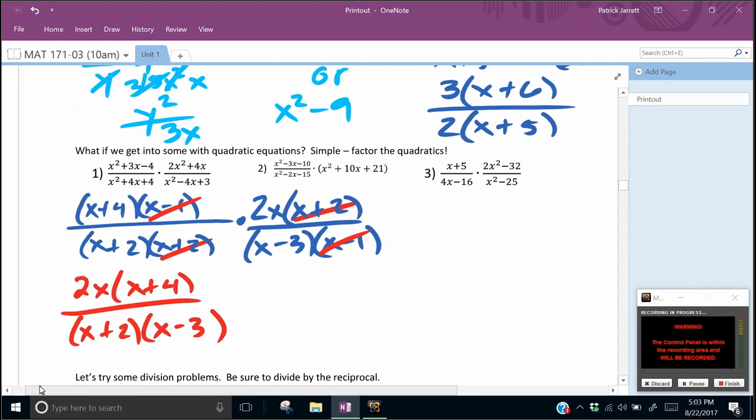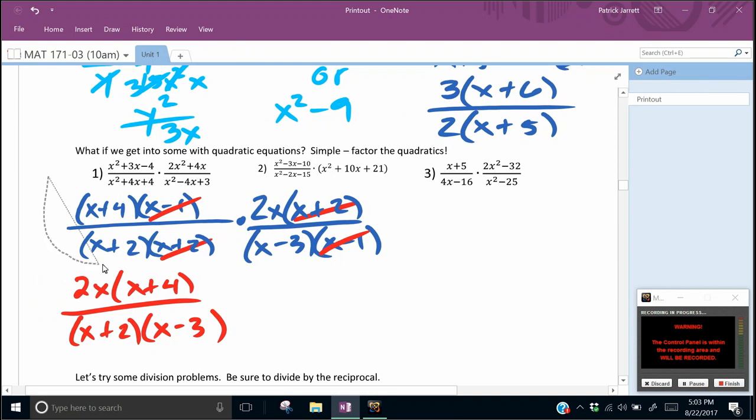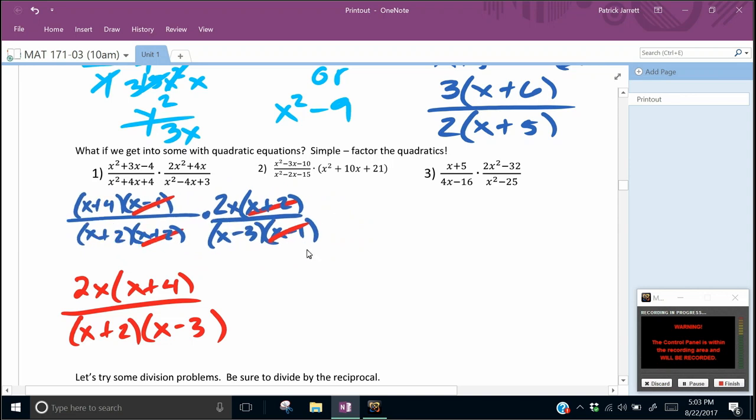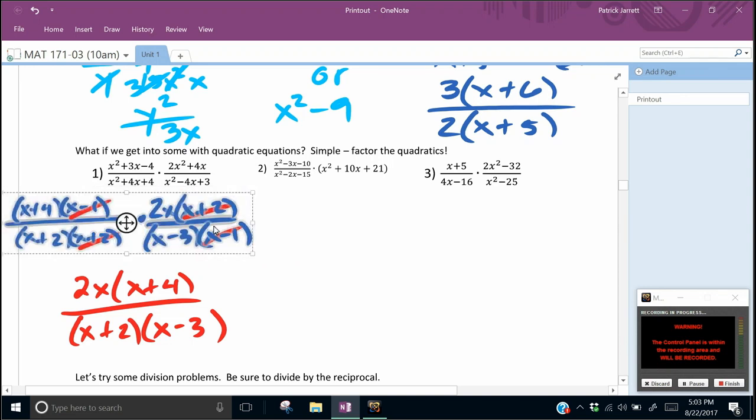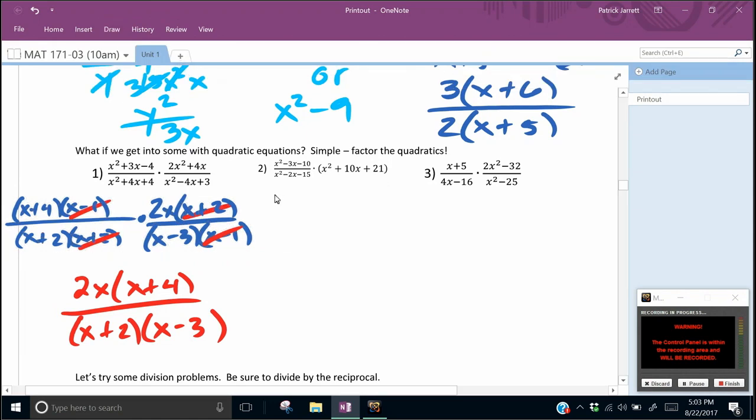So, that's going to be my final answer. You can distribute or not. Again, that is kind of up to you. I'm going to make this a little bit smaller and move this off to the side so that we can see a little better. And we're just going to keep on factoring.